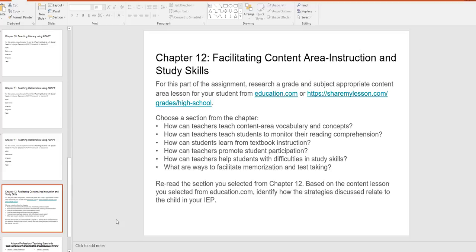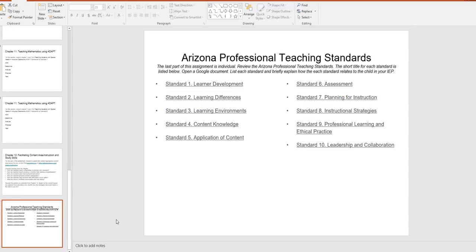And then looking at the chapter, choosing a content area lesson, and then looking at one of the sections from chapter 12 that was most relevant to your student. And then finally, the Arizona Professional Teaching Standards. So I want you to briefly explain how the standard relates to the child in your IEP.